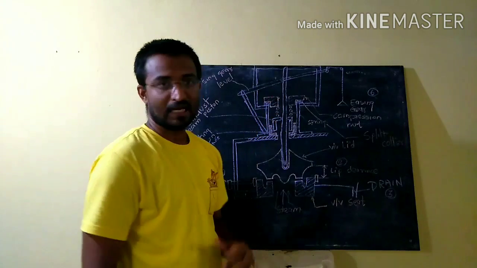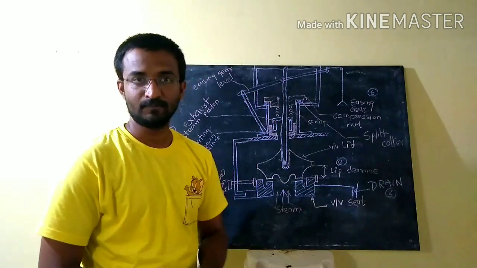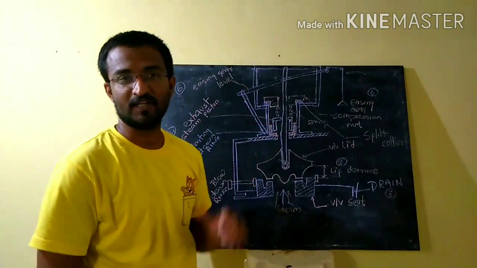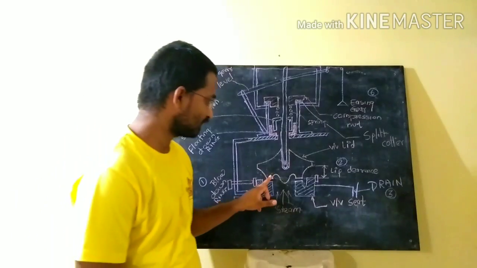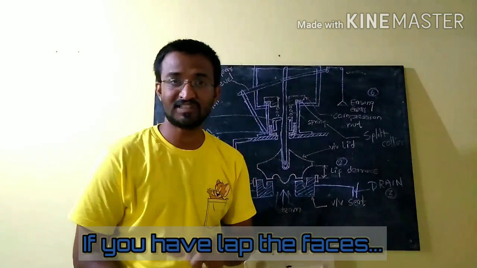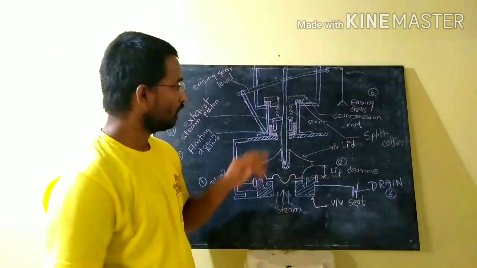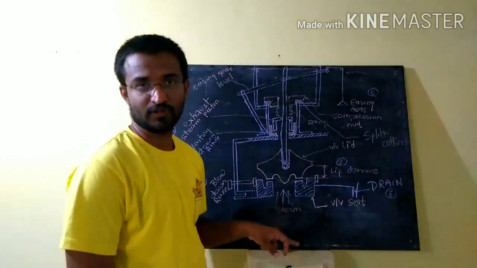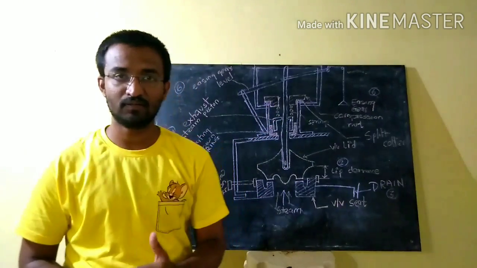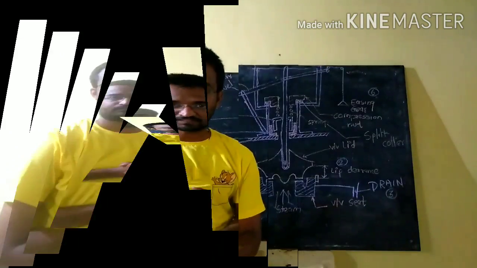Then after, tighten the compression nut to the previous marking and put the split collar. But if you have matted the surfaces, then there may be chances that the opening pressure may vary. Or for safety caution, you just set the pressure. So how to set the safety valve pressure, we will discuss now.